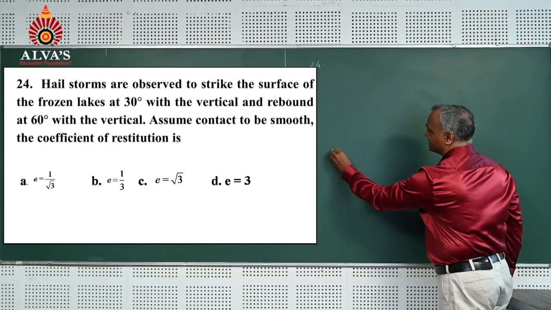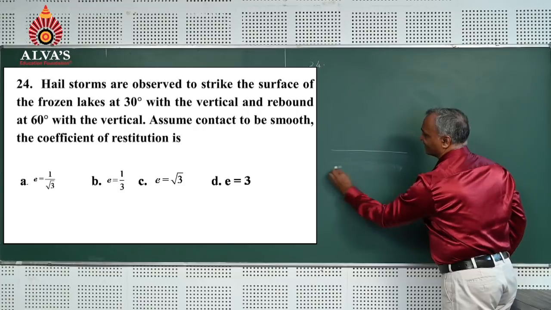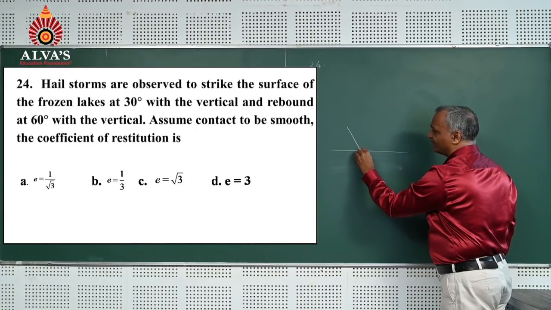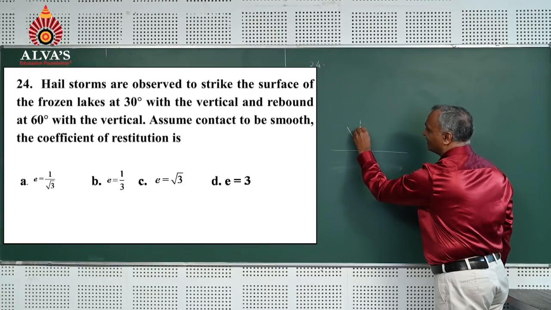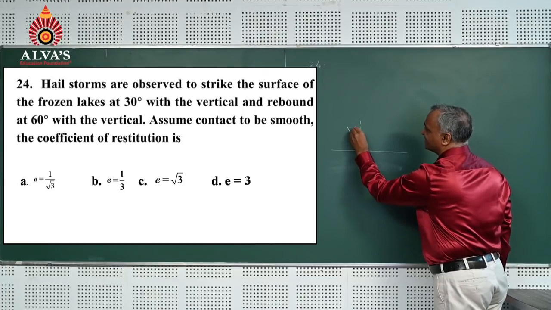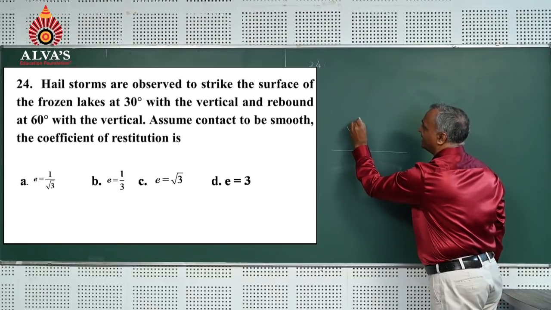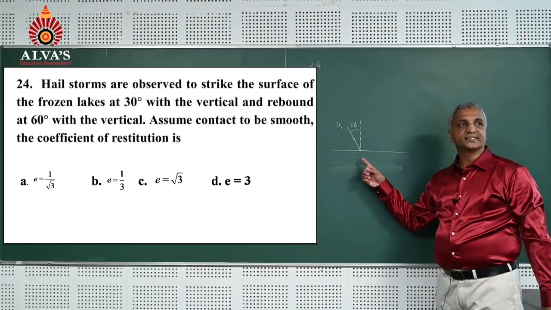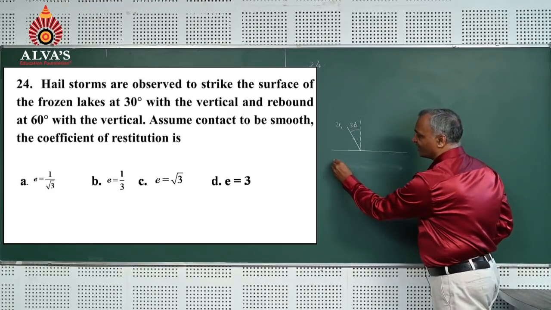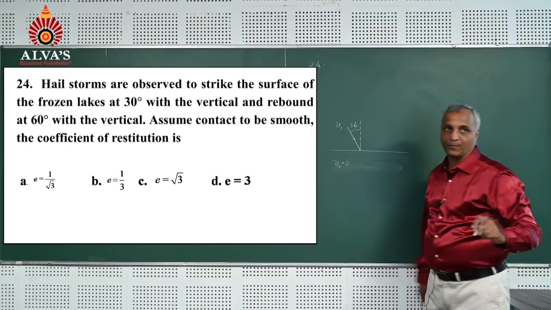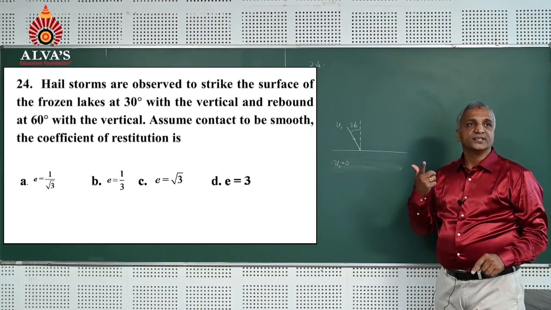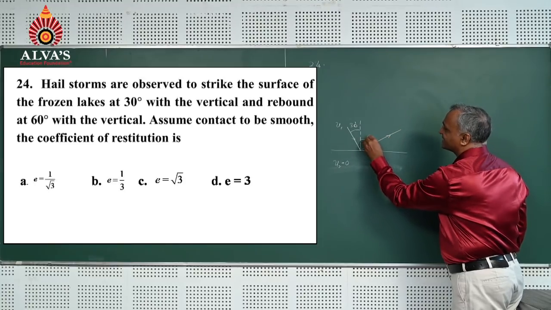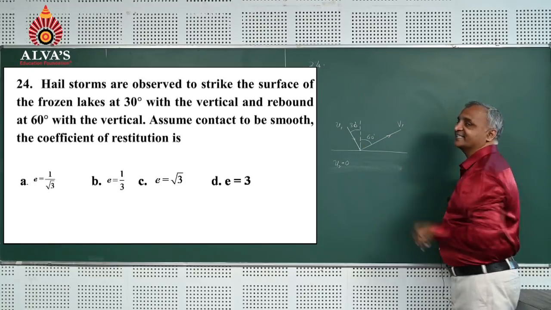Here, this is the frozen lake. The hailstone will be inclined at some 30 degree with the vertical. It strikes like this, with 30 degree like this, and the initial velocity of this I can write as u1. And since it is the frozen lake, the initial velocity of that is 0. And then it rebounds at 60 degree with the vertical. That means it will go like this. This is 60 degree, and this I can write as v1.